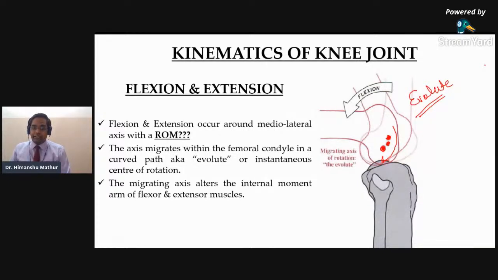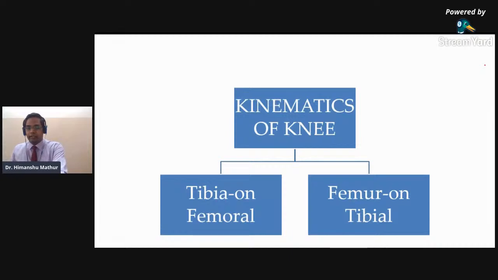Okay, now the migrating axis alters the internal moment of the flexor and extensor muscles. All right, this is the patella that is trying to alter all the moments. Now, because of the relative position of the patella, the axis also migrates, and which eventually changes the moment of the hamstring muscle, also the moment of the quadriceps muscle also. Okay, so this is what we are studying.